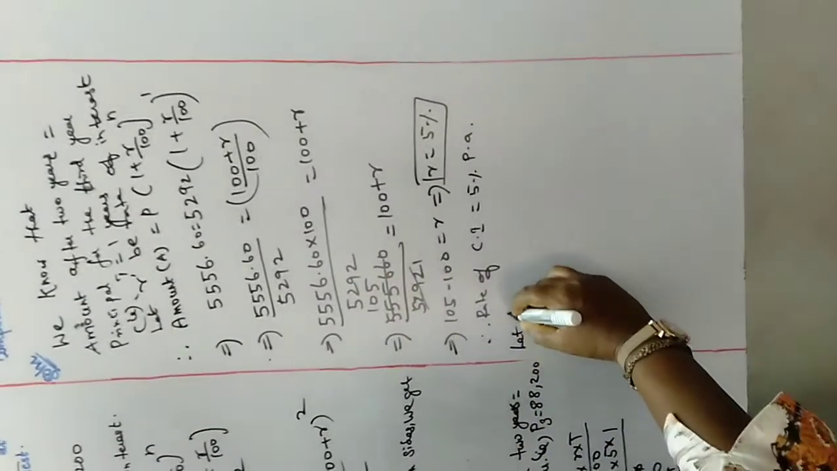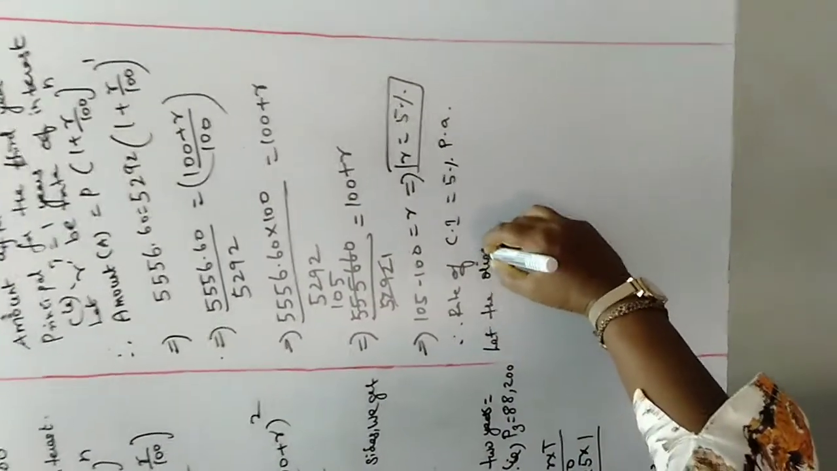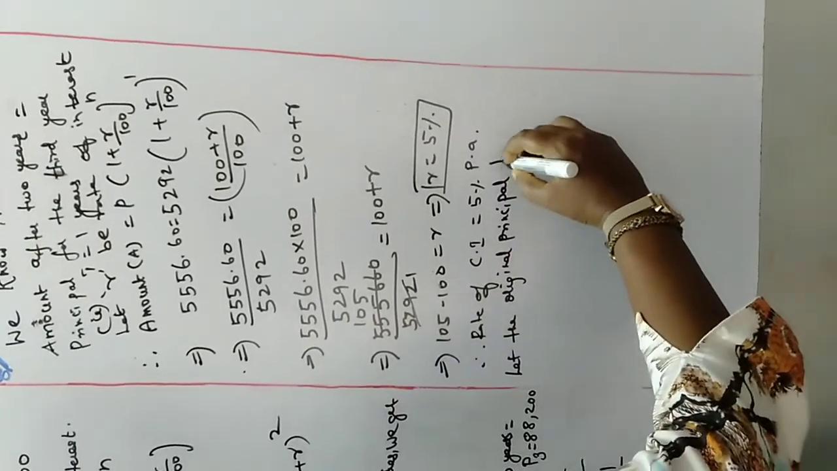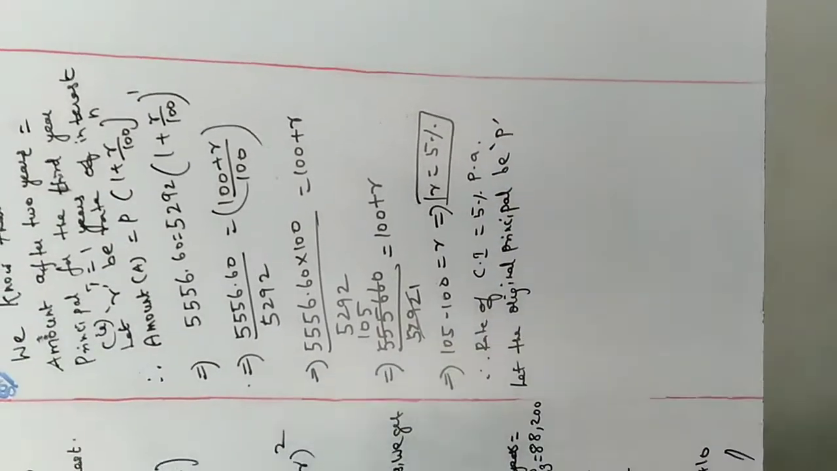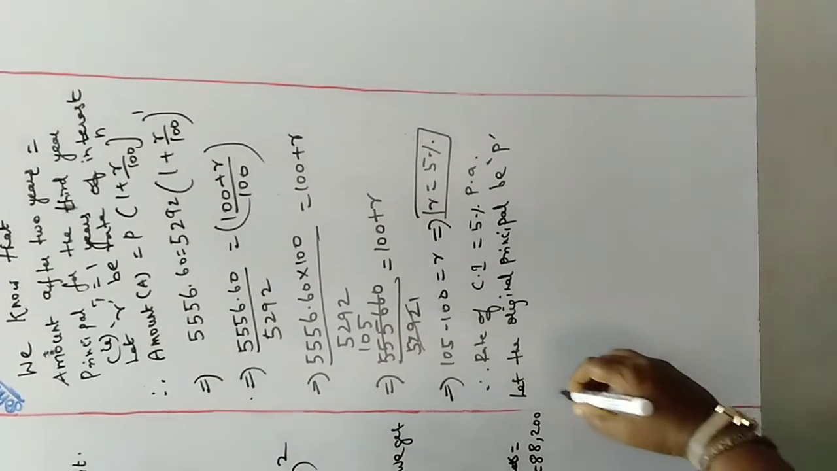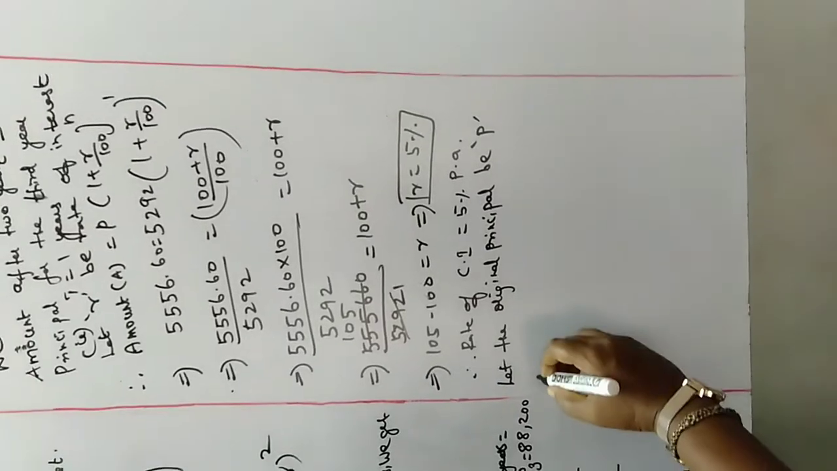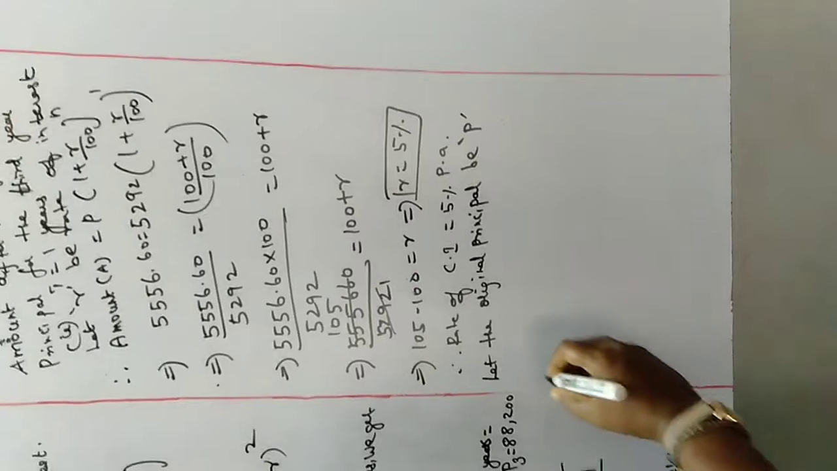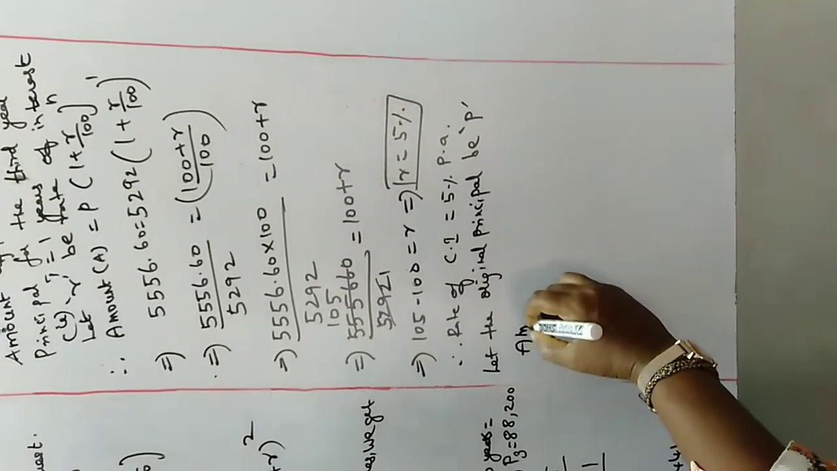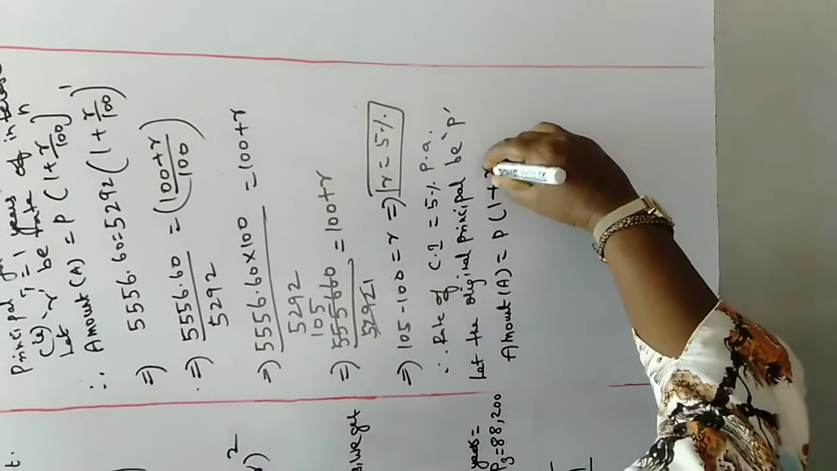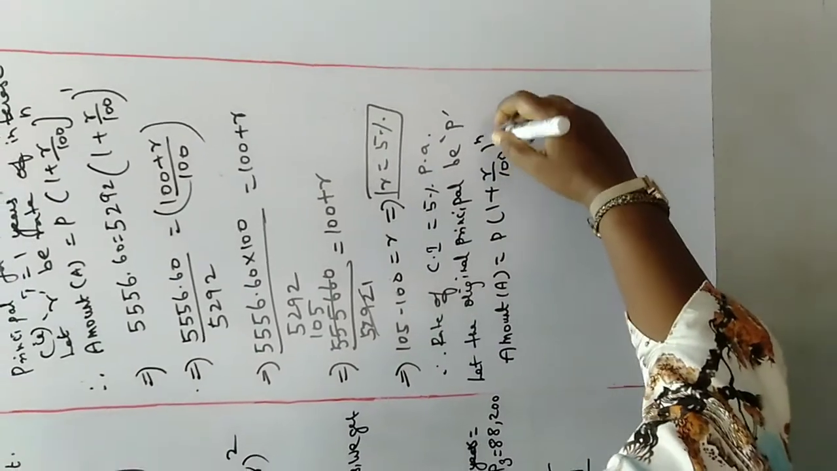Okay. Next we want to find the sum, no? So let the original principal be P, right? Okay. Then we want to find it here by using the same formula, but here for 2 years, according to the 2 years calculation, that is amount A equals P into 1 plus R by 100 the whole power n.